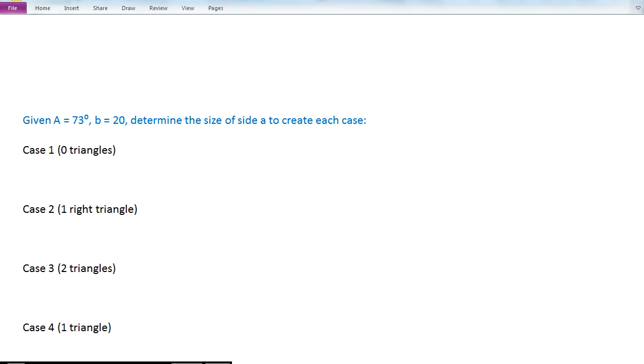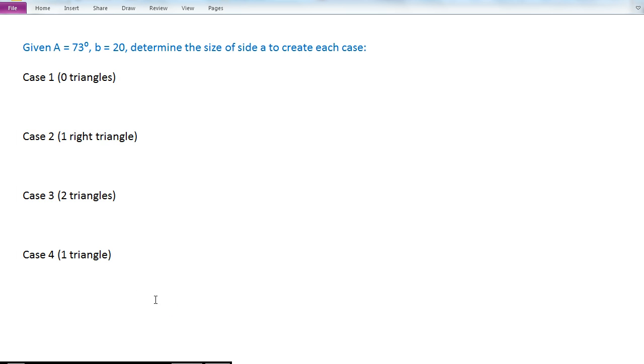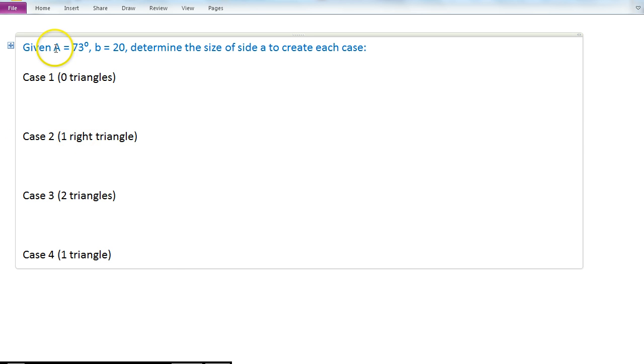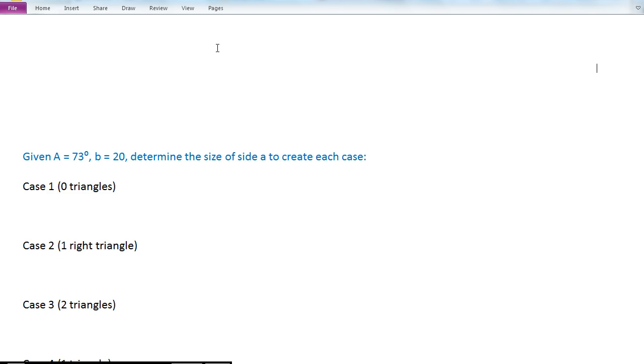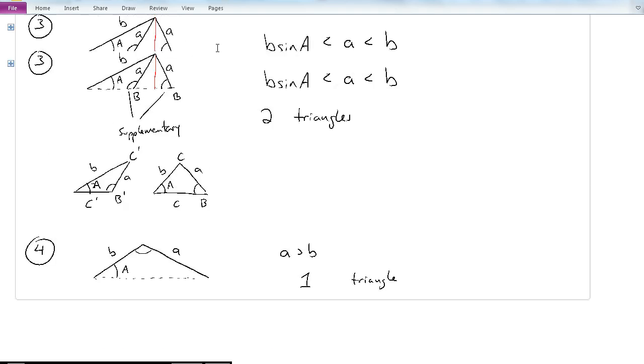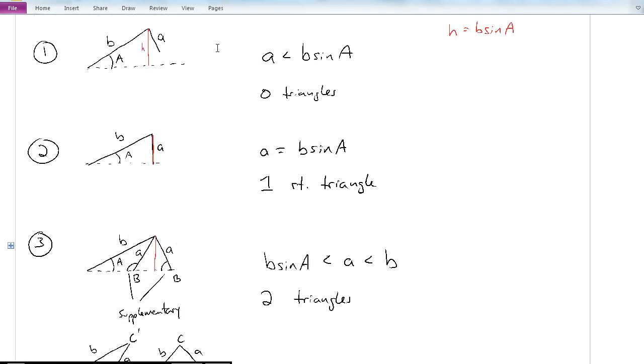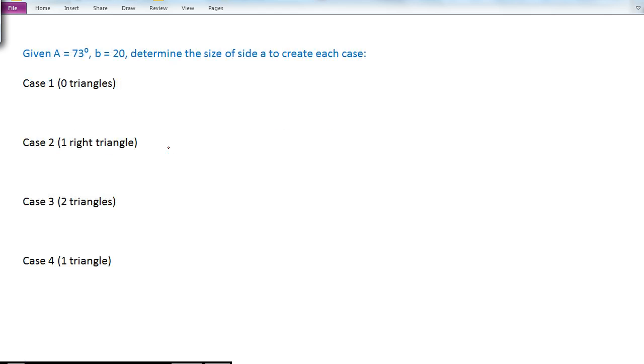Okay, so let's look at an example problem here. I'd like to go through with a specific given information. If angle A is 73 degrees and side B is 20, I'd like you to walk through with me what side A has to be to create each of these cases. So again, we're given a certain angle A and a side length B. Let's see what A has to be to create these four cases.